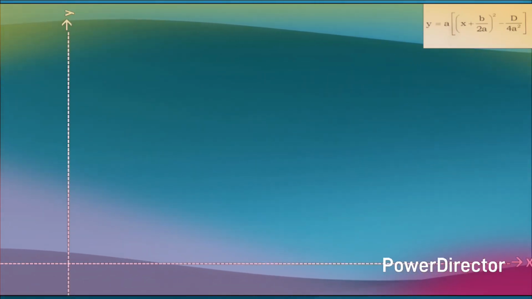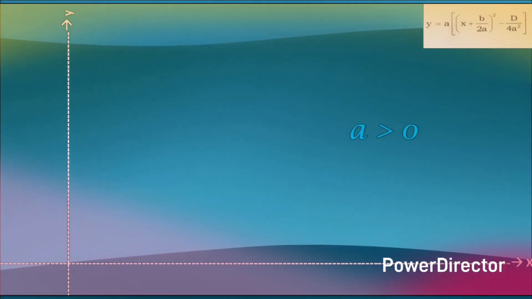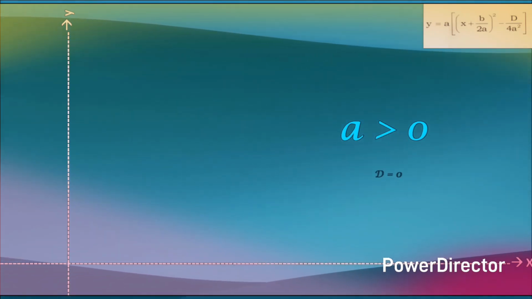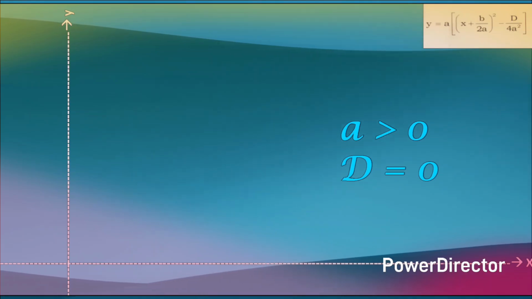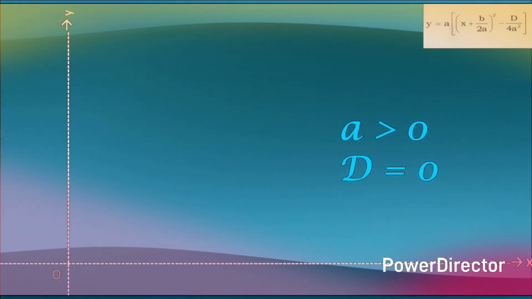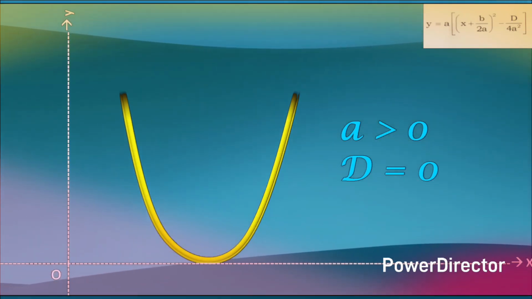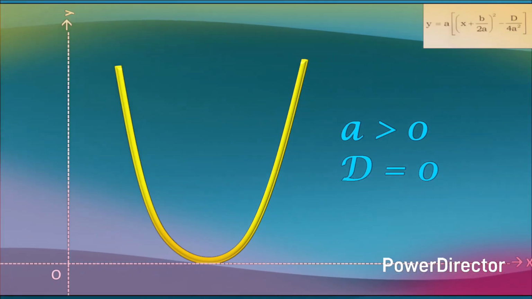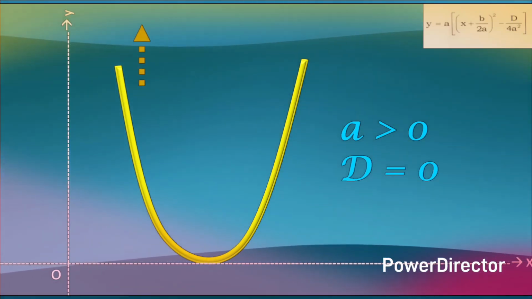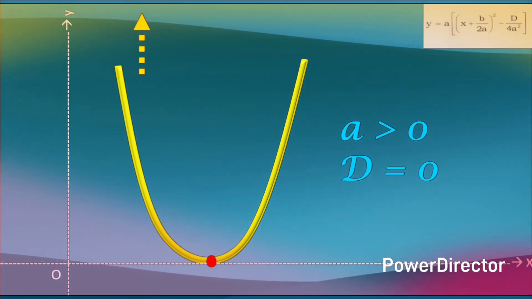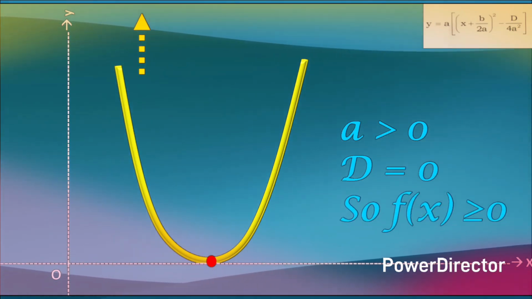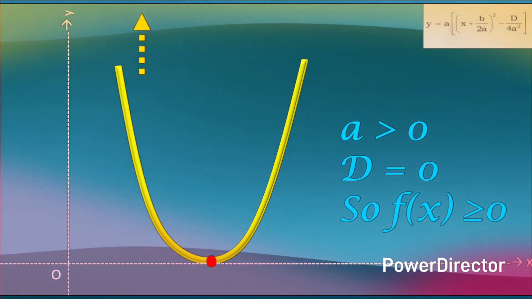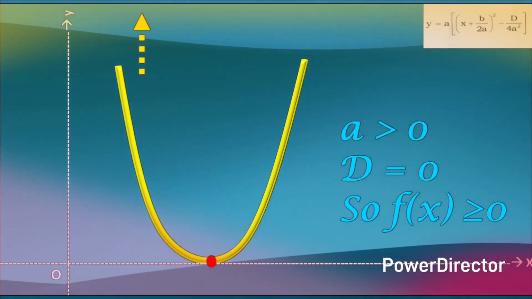In the next case, the same a greater than 0, that is the x square coefficient is greater than 0, and d is equal to 0. We know that when d equals 0, we have equal roots. It will touch the x-axis at one particular point, that means it is lying on the x-axis. As it is showing the upward direction, f of x is greater than as well as equal to 0. That's why f of x is greater than or equal to 0.